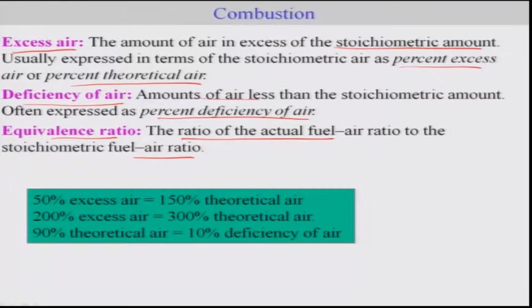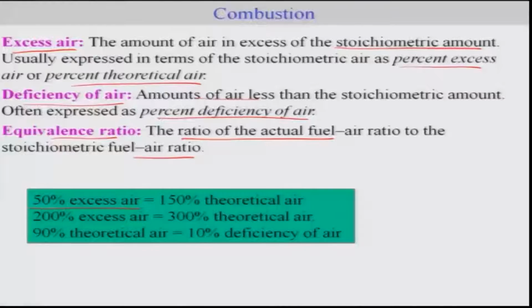So this is an example of a typical way of using excess air or theoretical air. If somebody says 50% excess air, it means nothing but the theoretical air plus 50% of the theoretical air, which is nothing but 150% of the theoretical air. Of course, with the same logic, 200% excess air is 300% theoretical air. 90% of theoretical air is 10% deficiency of air. So this is the different terminology which we are going to make use of in our analysis.